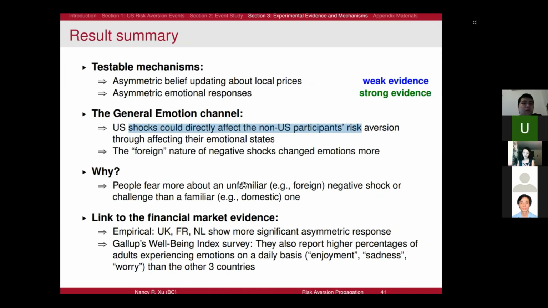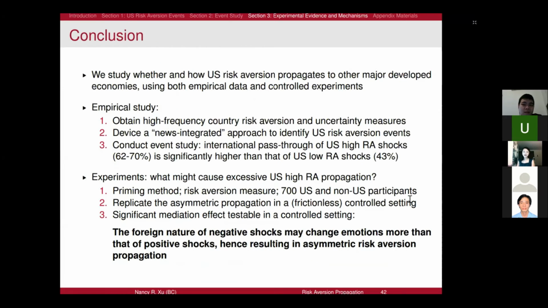We think it has something to do with the foreign nature of the negative shock, which can make people feel more. So it's an unfamiliar negative shock, which can make people fear more or have more sensitive emotions, right? I'm running a little bit out of time, but we are arriving at the conclusion anyway.